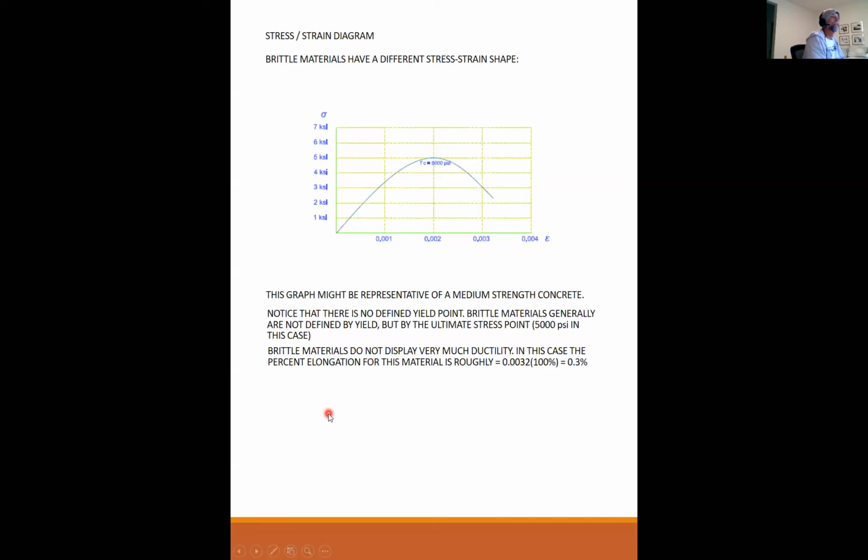Also notice that the brittle materials do not display very much ductility. In this case, the percent elongation for this material is roughly 0.0032 times 100% or 0.3%. As compared to ductile steel, which was more like, generally steel is in the range of 12 to 19%. There's a huge difference between brittle and ductile.